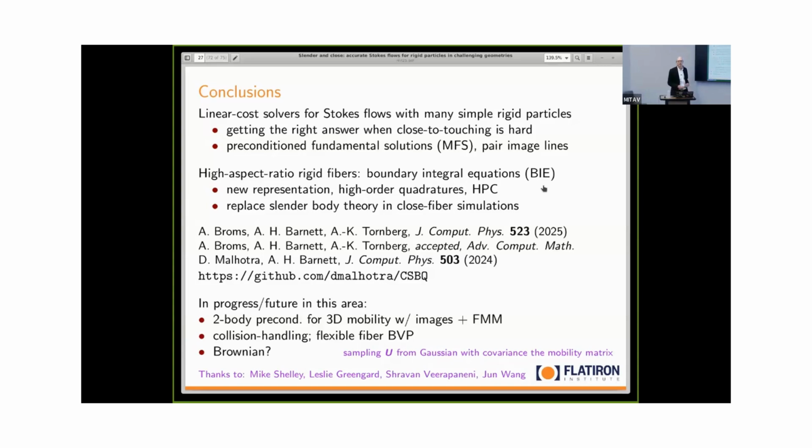Right, so let's have a very short Q&A. We have a Zoom portion to this, but I don't see the chat. So if anybody on Zoom has a burning question, please voice your question. Do you have anything preliminary to say about the two-body preconditioning for closed particles?